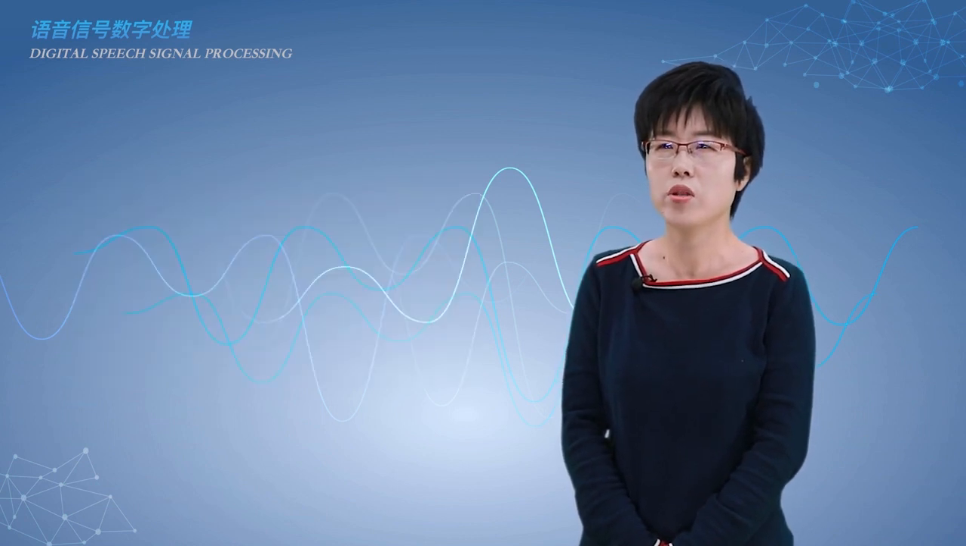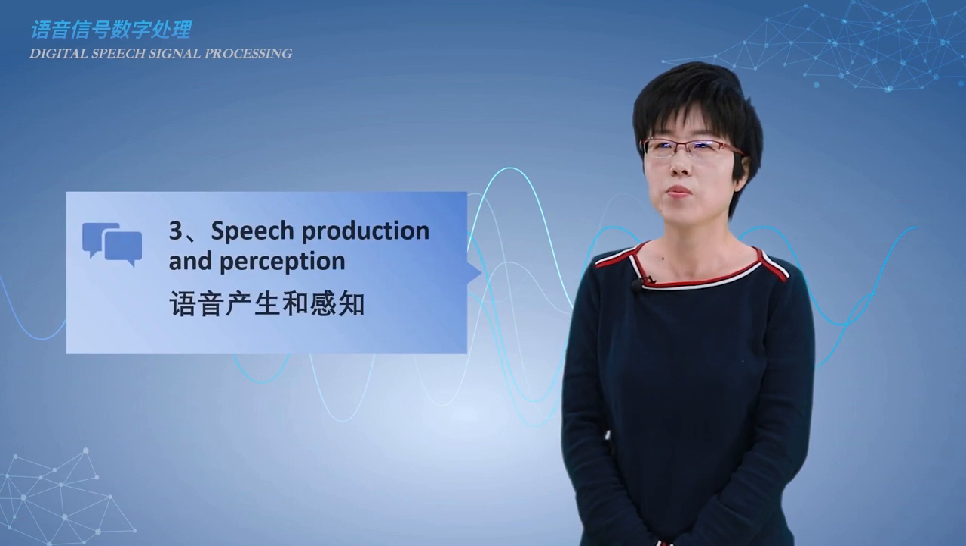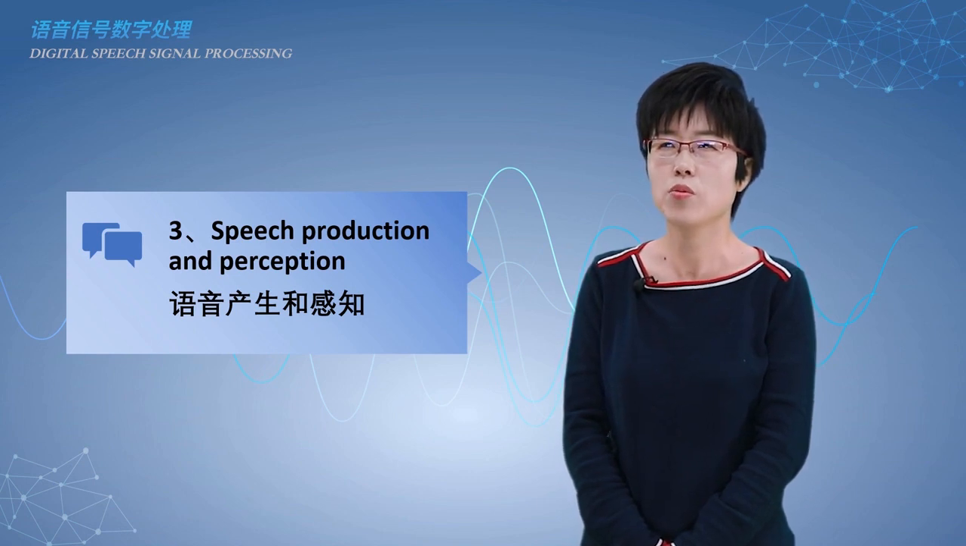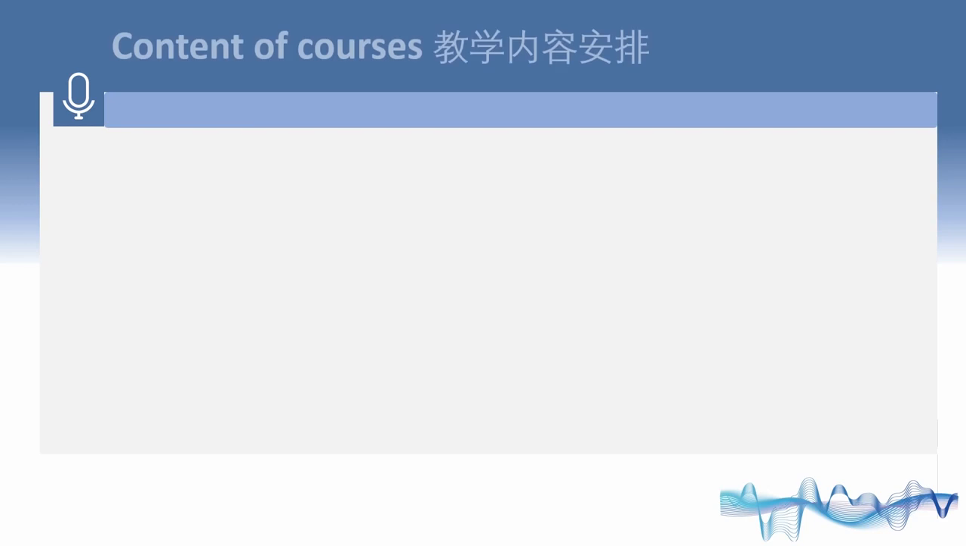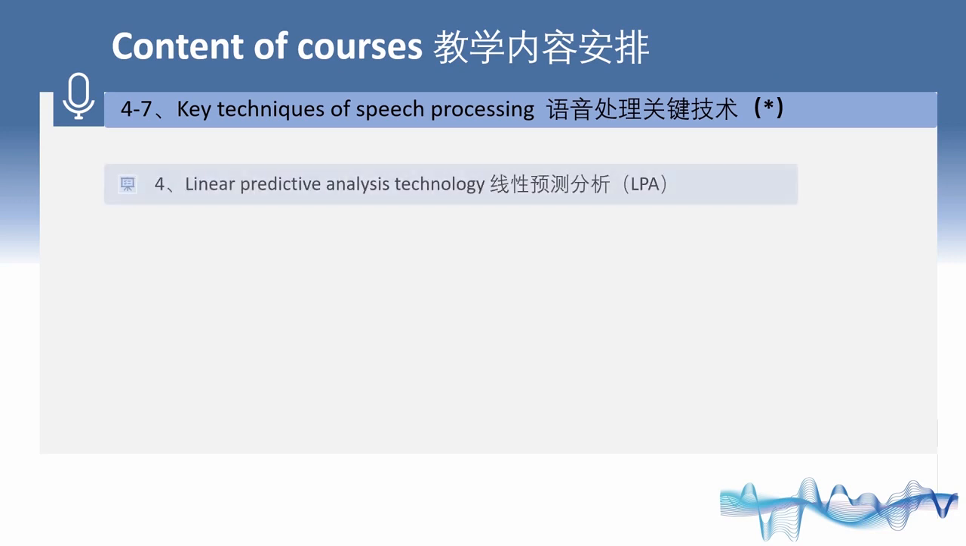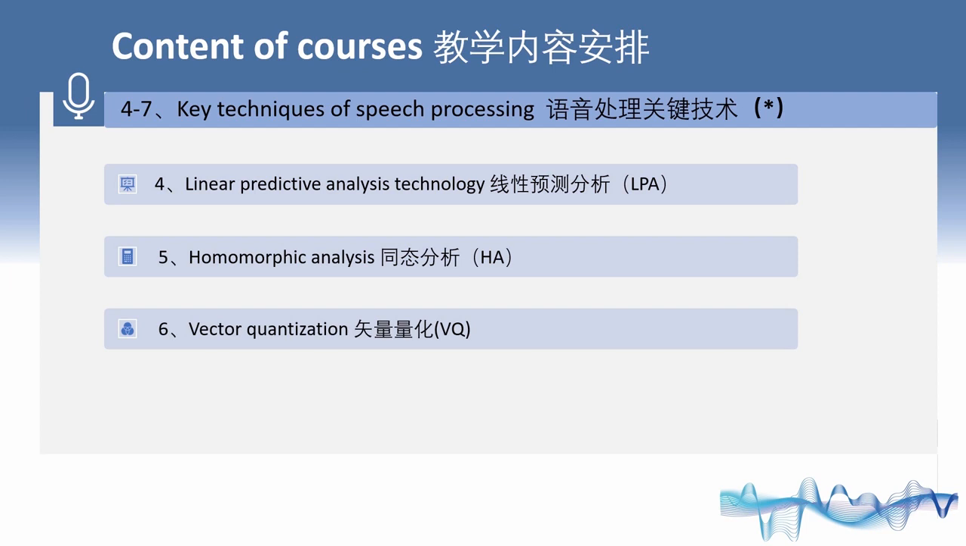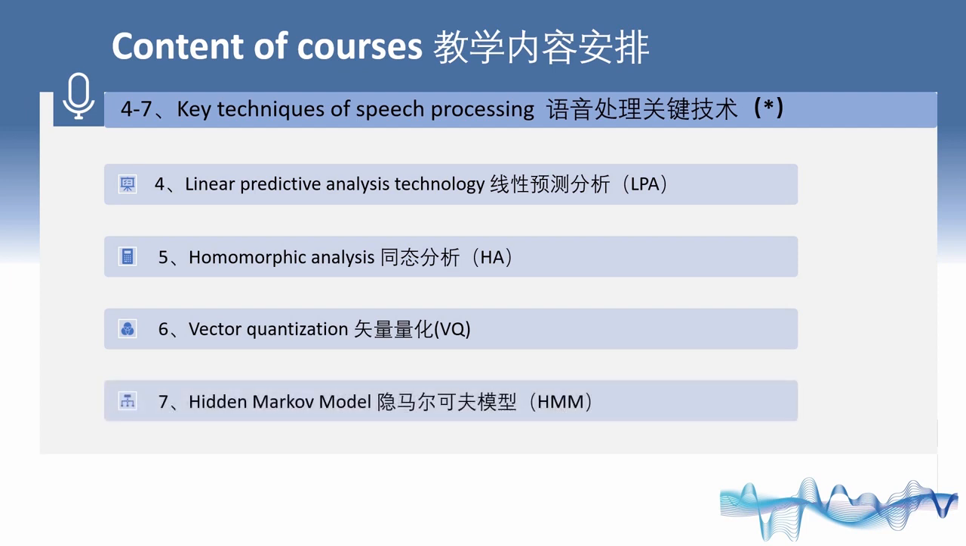The content of Chapter 3 is very important in digital speech signal processing. That is, speech production and perception model, corresponding to human speaking and listening procedure respectively. Chapter 4 to 7 will introduce some key techniques of speech processing, such as linear predictive analysis technology, homomorphic analysis, vector quantization, and hidden Markov model.